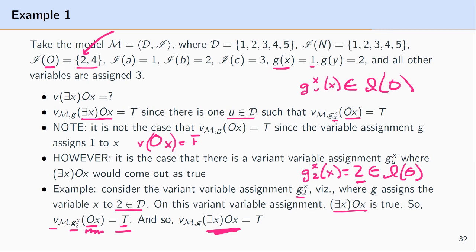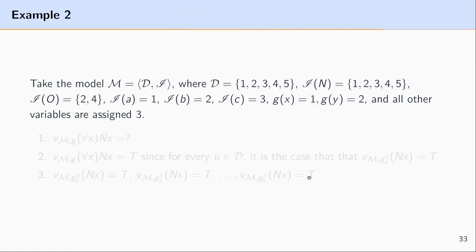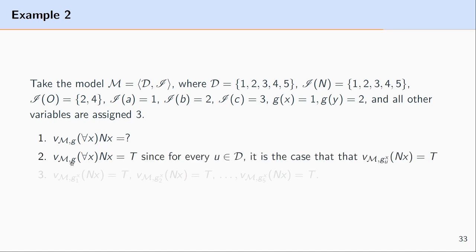Let's look at another example. So let's take the same model. There are no real differences here. The only thing we're going to change is the formula that we consider. And let's look at AXNX. You'll notice that AXNX is true since for every item in the domain, it's the case that NX equals true.